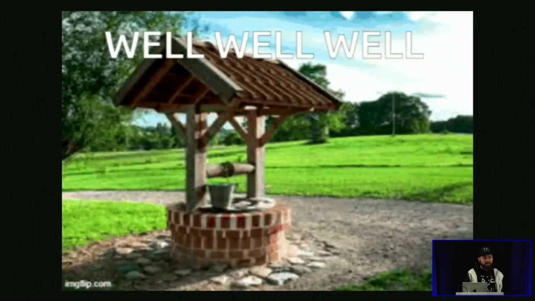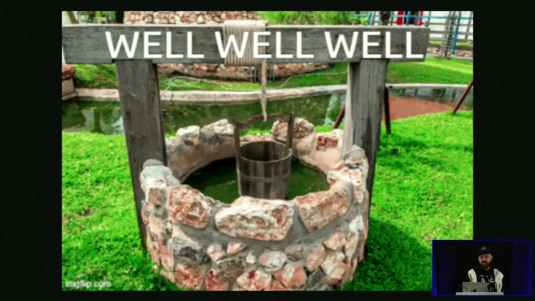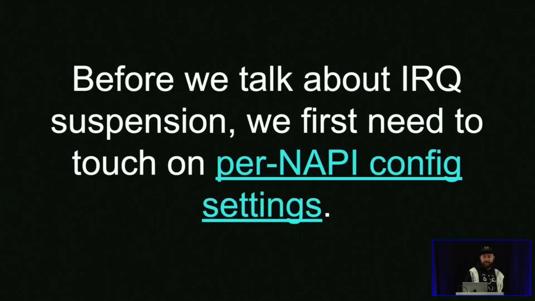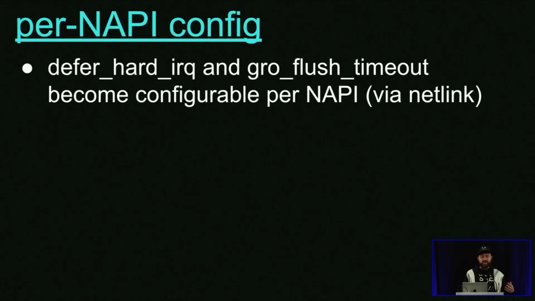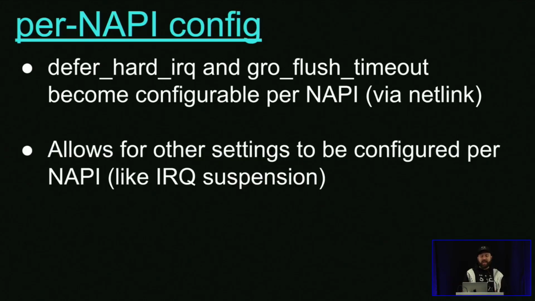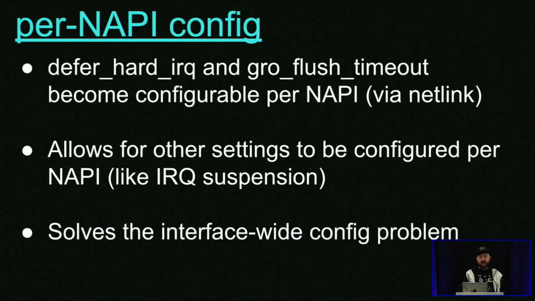So, what have I been up to since last year? I added support for per-NAPI configuration settings. This is a link to the cover letter for the series that was merged, so you can click this link and read the cover letter. Per-NAPI configuration settings allow you to set defer hard IRQ and grow flush timeout per NAPI via Netlink, which is the greatest protocol ever. It also allows other settings to be configured per NAPI, like IRQ suspension, which I'm going to get to in a minute. And this actually solves the interface-wide config problem, right?